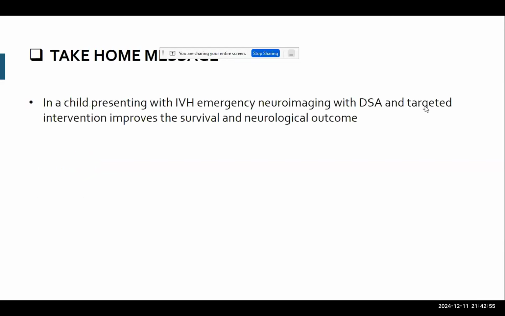So my take-home message is that in a child presenting with intraventricular hemorrhage, emergency neuroimaging and a DSA will act as a vascular roadmap, and this will help in targeted interventions, and it will help in improving the survival and neurological outcome of the child.